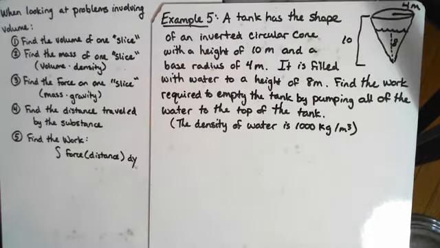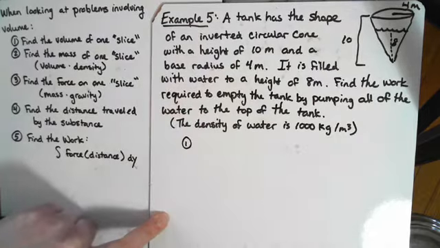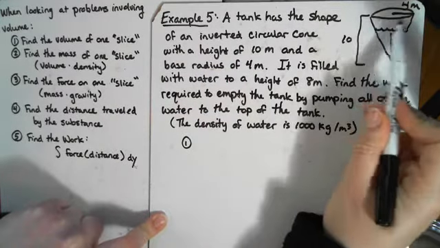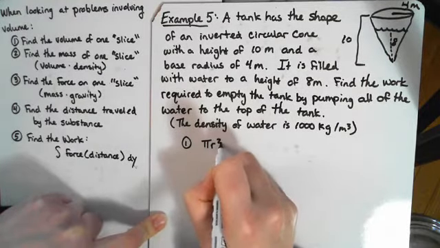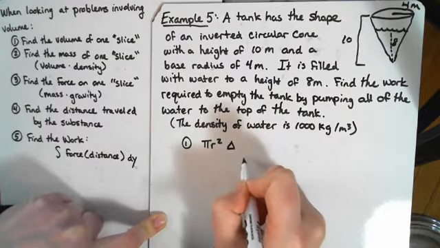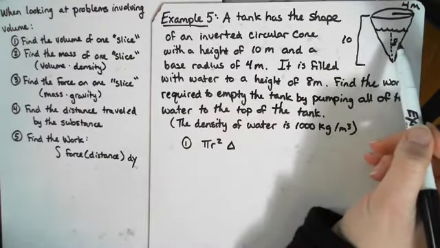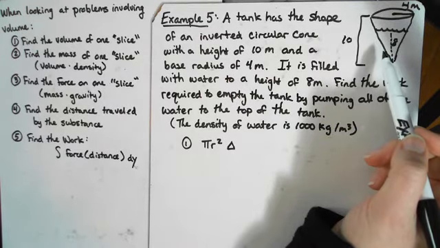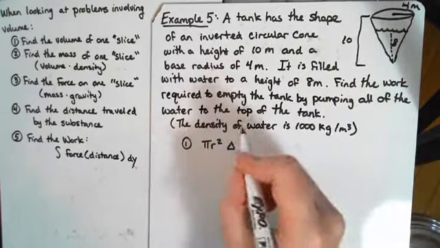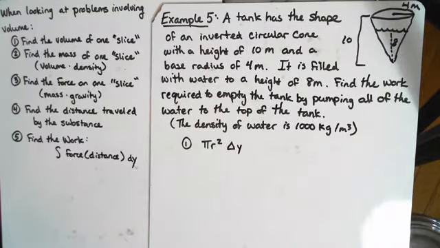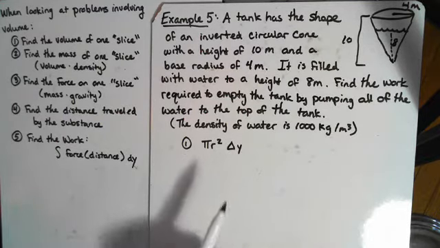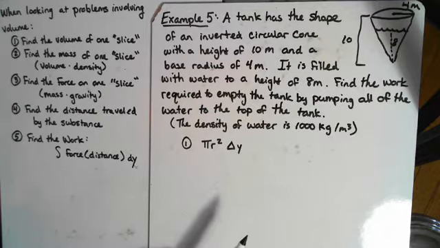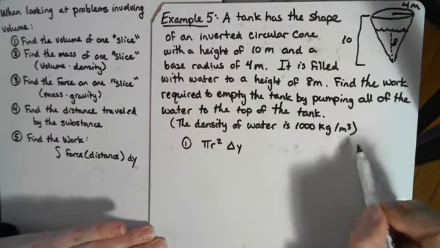So first, let's do step 1. Step 1 is the volume of one slice. Now notice these are circles, so I have pi times radius squared times the change in my measurement, and I like to call that dy, or delta y in this case. But notice, I need this radius in terms of y. Now, you don't always need to do this extra step. Sometimes you will, sometimes you won't. What I'm going to do is use similar triangles, and I'm going to just try and simplify this out.